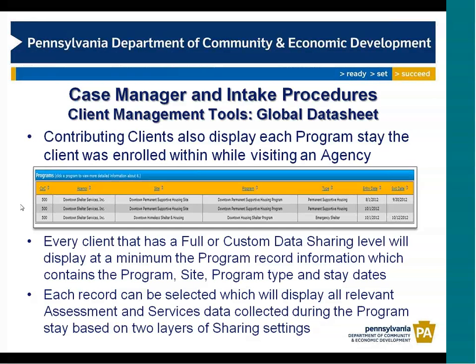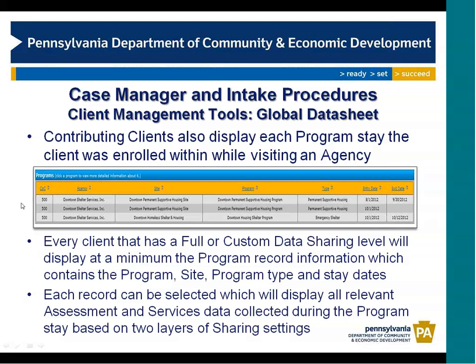Now, the custom data sheet, no matter what sharing level they have, at least if they have some sharing, the system will at a minimum show the individual program record that they were enrolled in, which consists of the agency, site, program, the type of program, as well as the entry and exit dates.